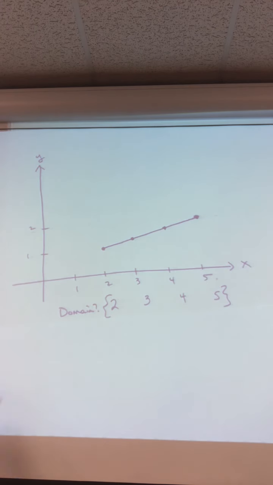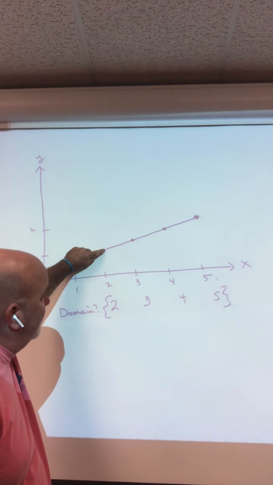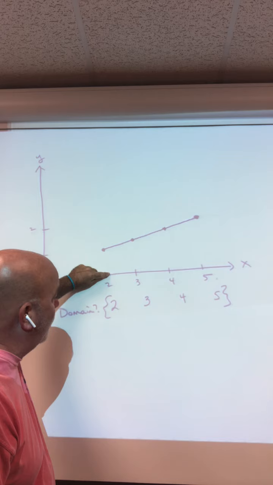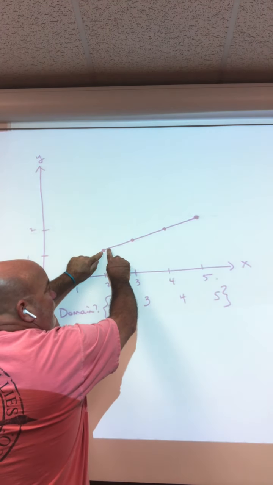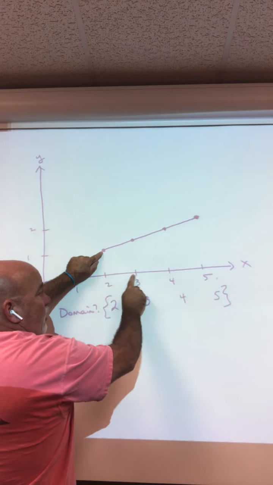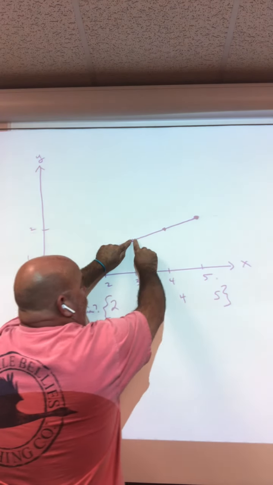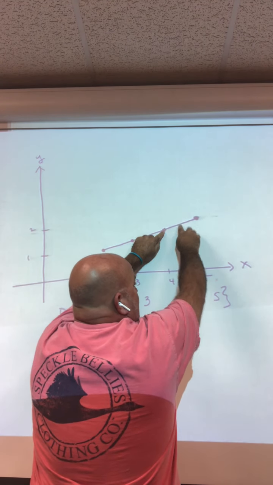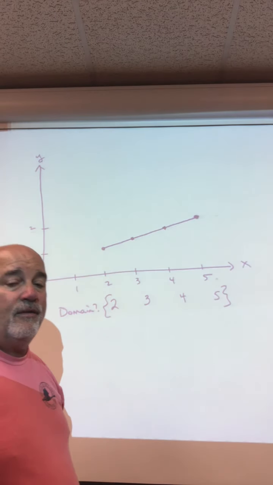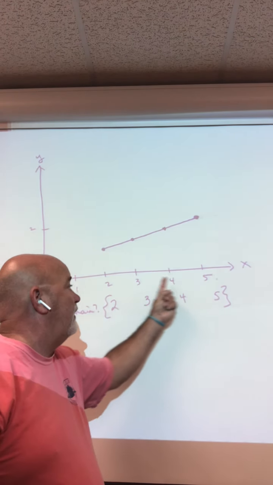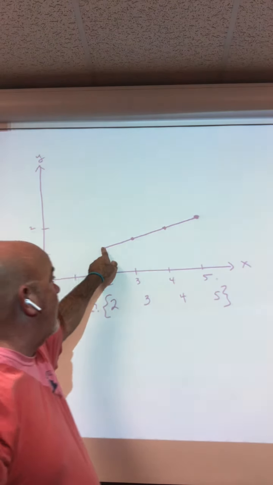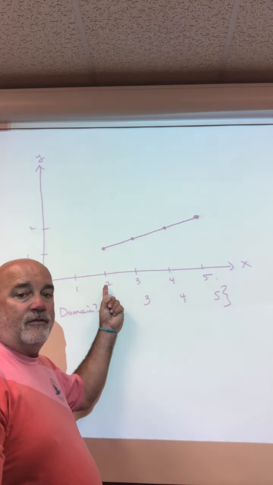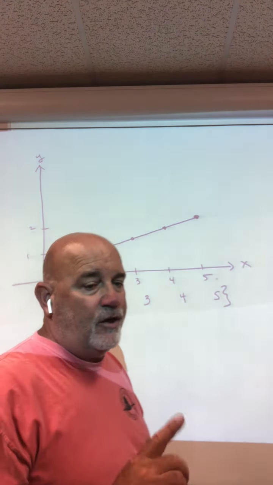But if you move over just a little bit, it uses like 2.1 and 2.2 and 2.3. So wouldn't it be fair to say all of these points use all the numbers between 2 and 3? All of these points use all of the numbers between 3 and 4, and all of these points use all of the numbers between 4 and 5. So the domain is not just 2, 3, 4, and 5, because the graph is solid. The domain is every number between what? 2 and 5. I'll give this to you in a note in just a minute.